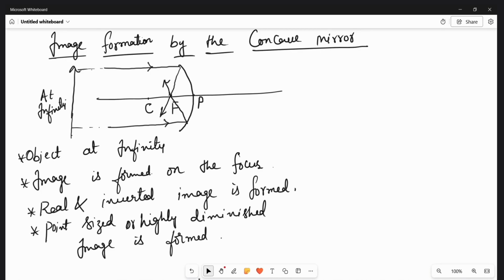Write down. Write neatly. Take the scale, pencil, and write that neatly. These ray diagrams they will ask in the exam.